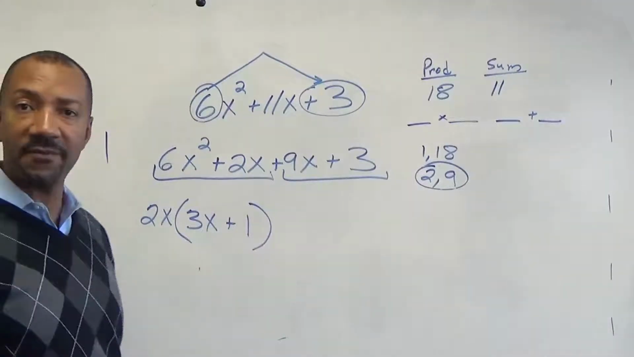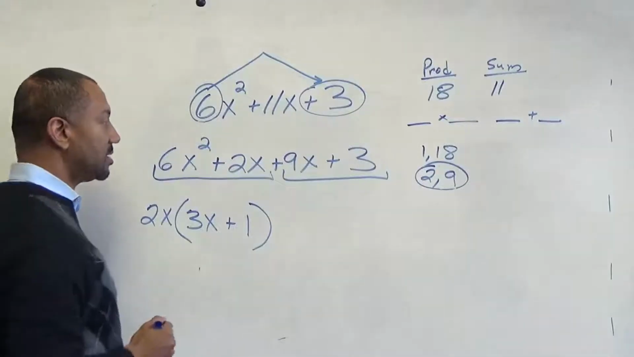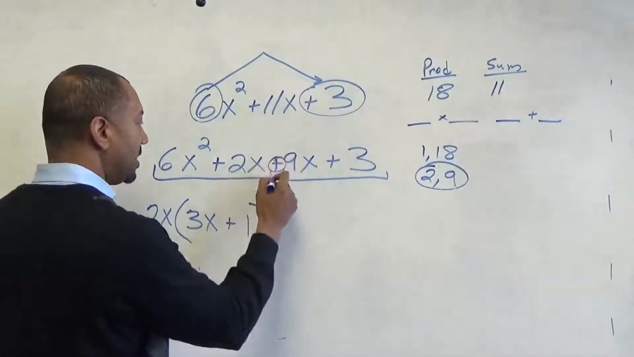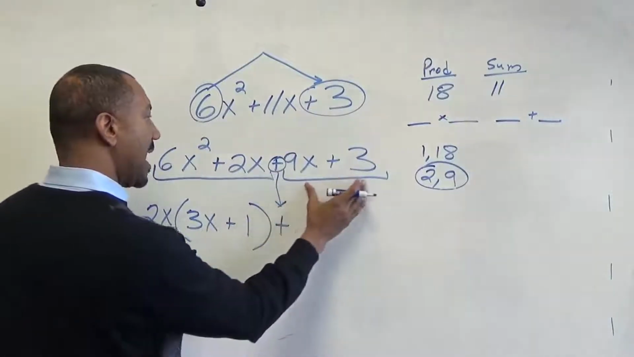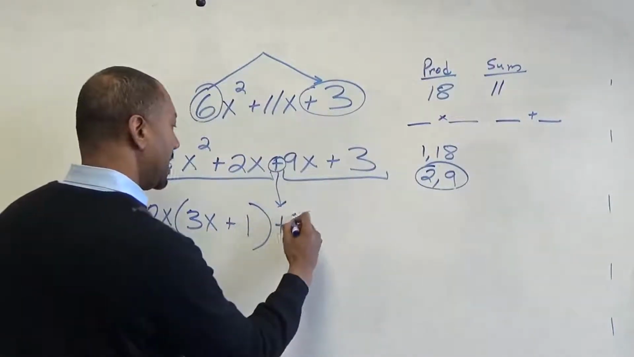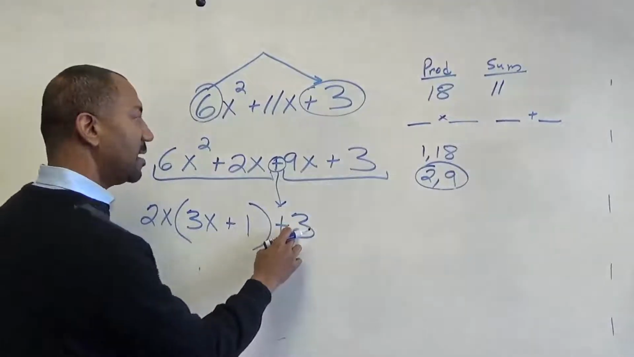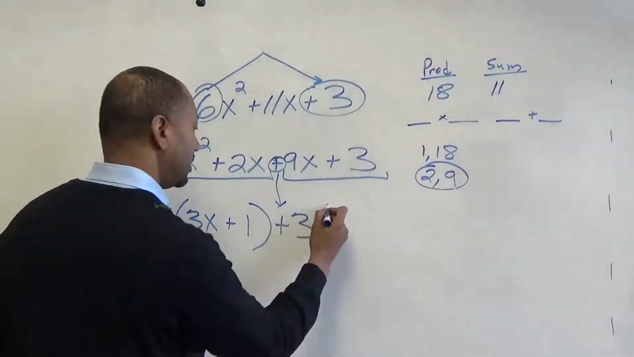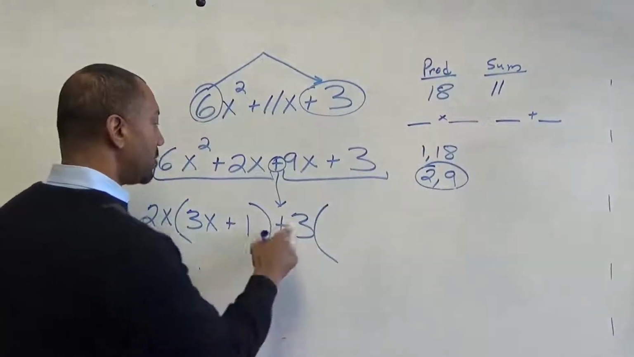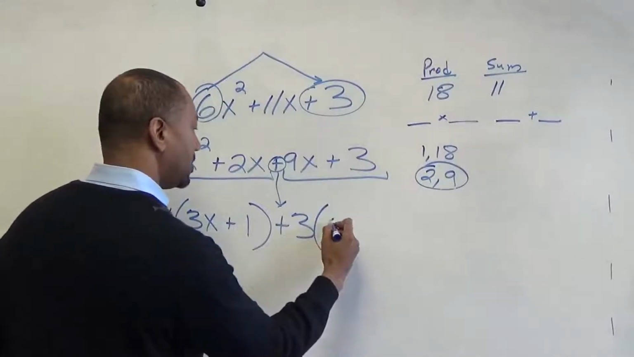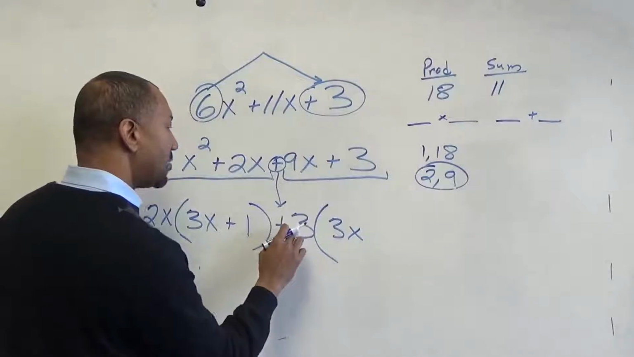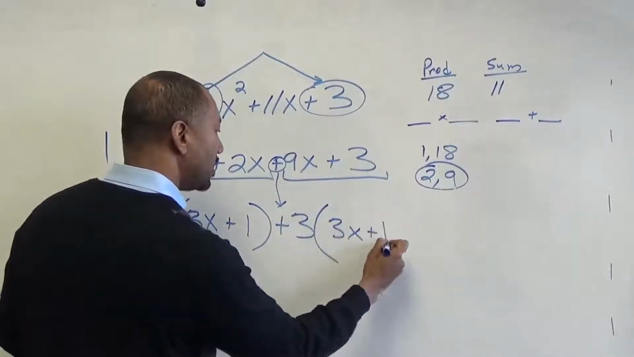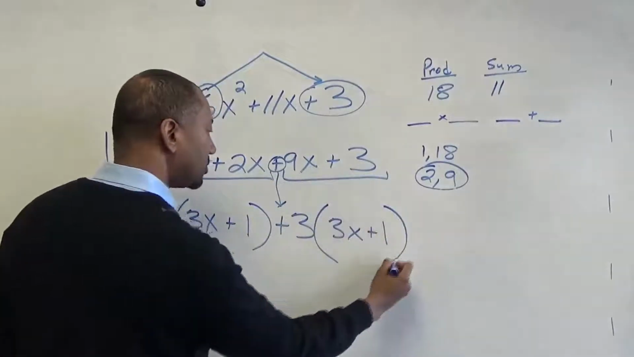So I'm done with my first group. Let's move on to the second. I've got a plus sign here, so I'm going to keep that. I'll just bring it down. And I see that I can factor out a 3. So positive 3 is what I'm going to factor out. Get your parenthesis going. 3 times what? 3 times 3x will give you back 9x. And 3 times a positive 1 gives you back 3.